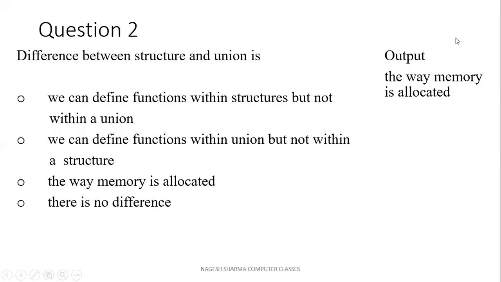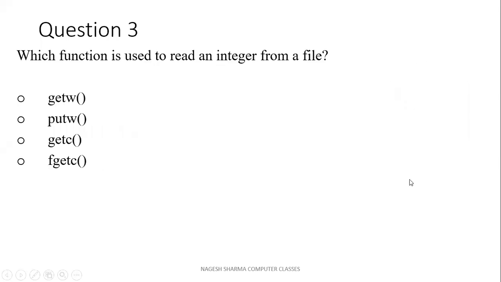So we can move to question number 3. So question number 3 is, which function is used to read an integer from a file? So out of these 4 options, you can see that getw is the answer, because it is used to read an integer from a file. Rest of the options, they are either used to read characters, or they are used for writing the integers. Okay, so correct option is getw.